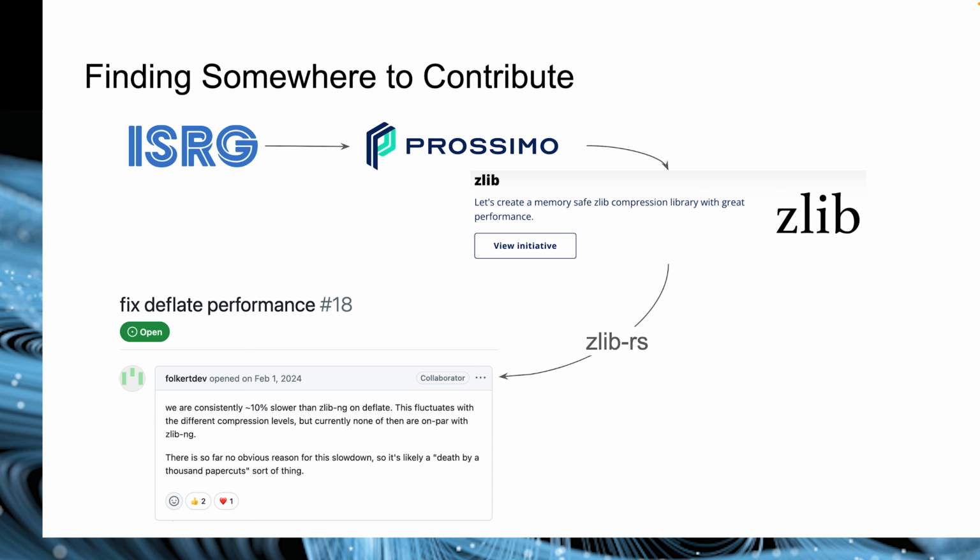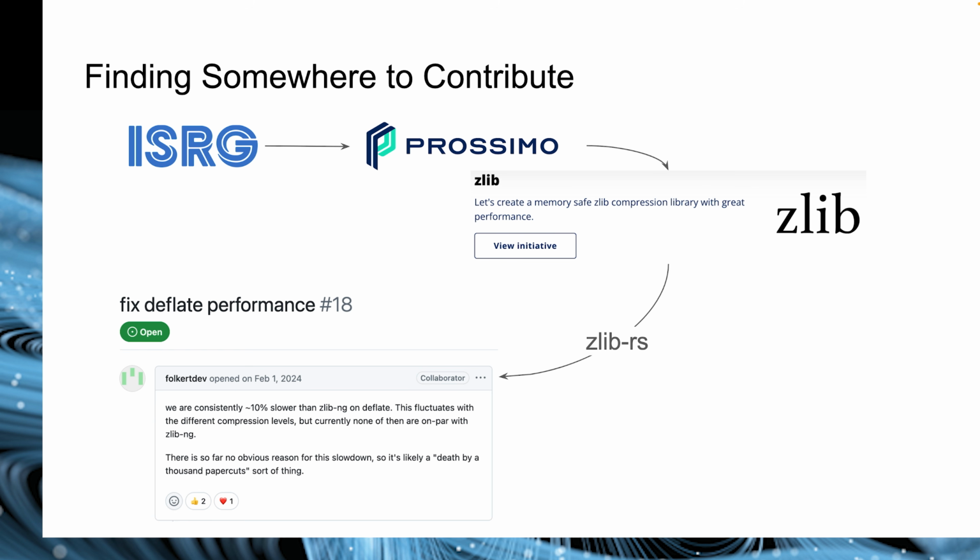Online, I found the Internet Security Research Group. These are the people who made Let's Encrypt. And more recently, they created an initiative called Proximo to foster the development of memory-safe software for critical online applications. One of the portfolio projects they had supported is called zlib-rs. It's a Rust port of the common zlib-c library used for data compression in many applications.